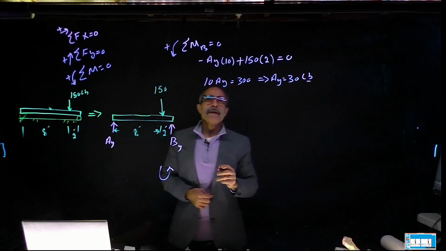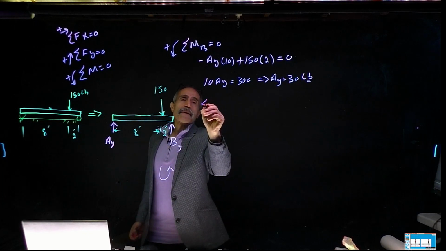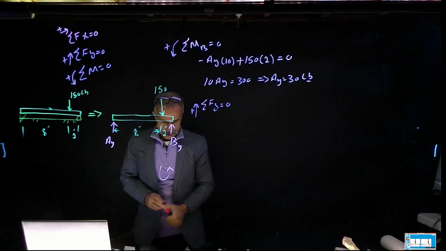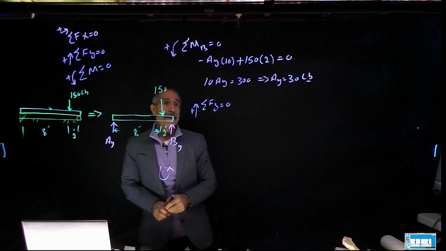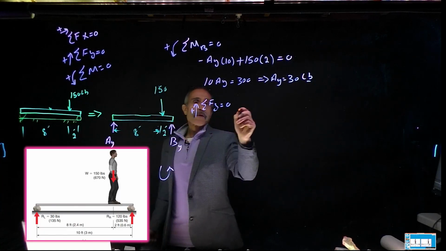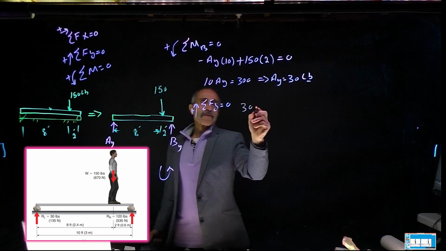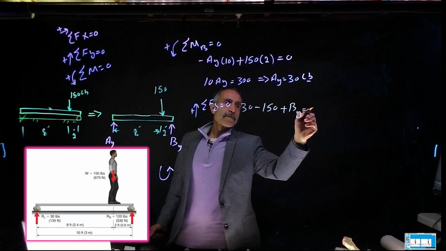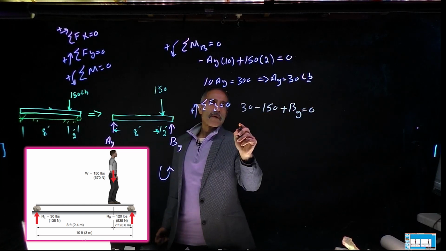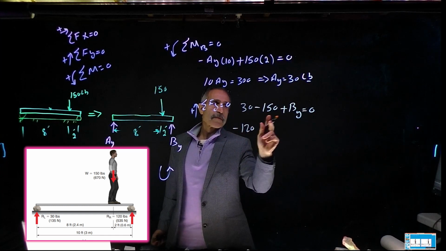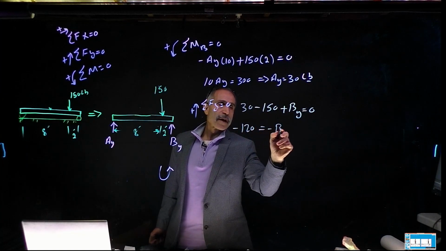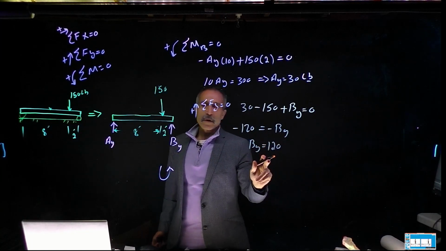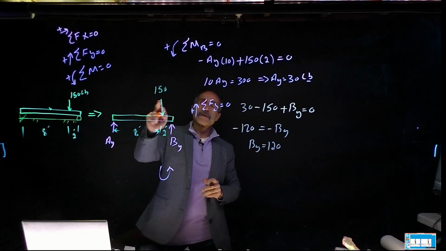That's 30 pounds. And I can do summation of Fy equals 0, going up is positive. And then I have what? I got plus 30. And the next one is minus 150 and plus By. And all that should come out to 0. And therefore, I'm going to have minus 120, put that one to the other side, it becomes minus By. Minus minus cancel each other out, and By comes out to 120. And 120 plus 30 comes out to 150, which is the same as that.